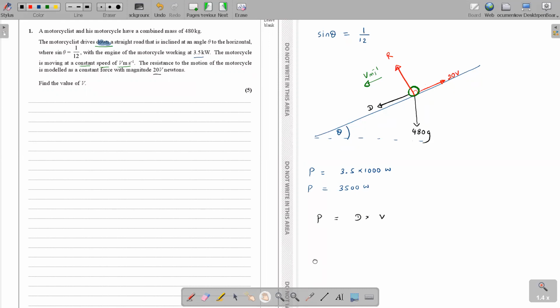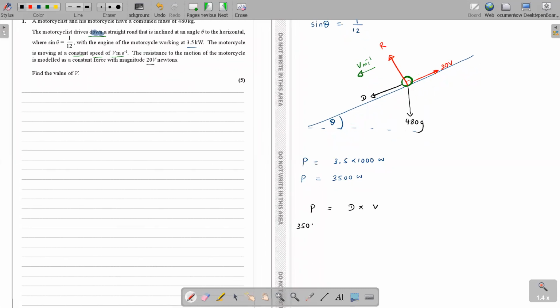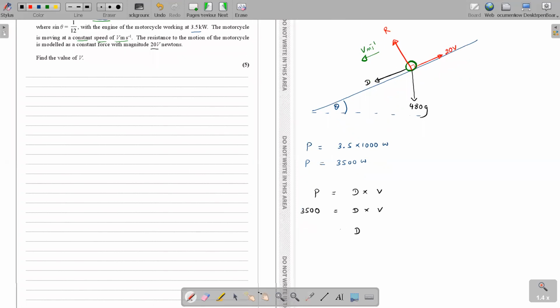Okay, so power is given here as 3,500. Driving force is unknown, it's not given here. Driving force we need to find, and velocity is given as V. So let me say D equals 3,500 over V. Is that okay, children? D equals 3,500 over V. Then what else can I do here?